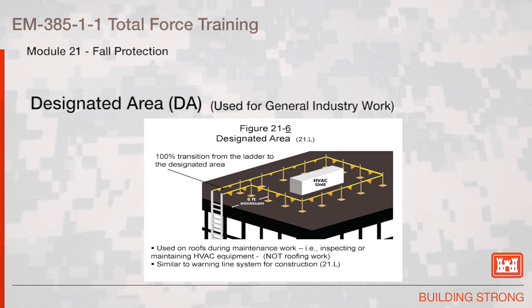This slide shows a designated area used for general industry work. It's used on roofs during maintenance work, for example, inspecting or maintaining HVAC equipment, not roofing work. It is similar to a warning line system for construction. As you can see, there is a 100% transition area from the ladder to the designated area.